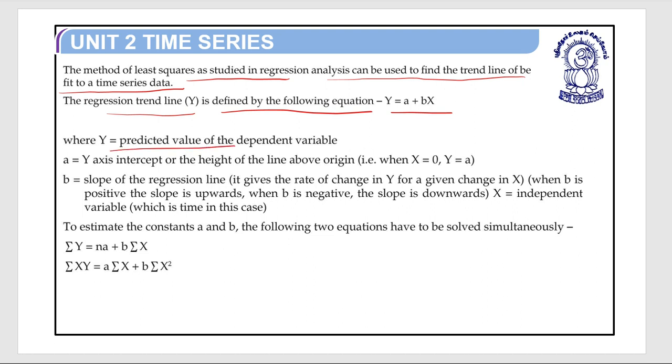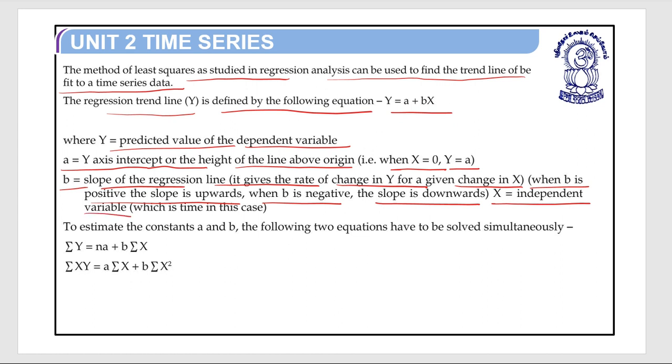Y is equal to predicted value of the dependent variable. A is equal to y-axis intercept or the height of the line above origin. When x is equal to 0, y is equal to a. B is equal to slope of the regression line. It gives the rate of change in y for a given change in x. When b is positive, the slope is upward. When b is negative, the slope is downward. X is equal to independent variable, which is time in this case.